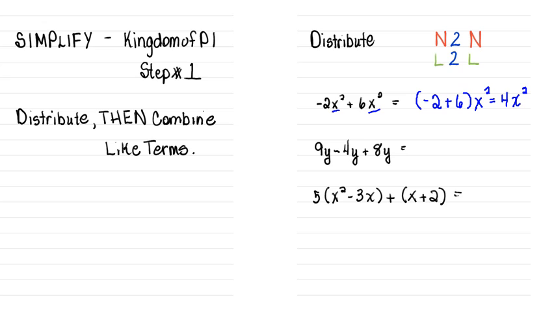Next one, we have a 9y minus 4y plus 8y. Everybody's a y. So 9 take away 4 is 5, plus 8 more is 13 y's.